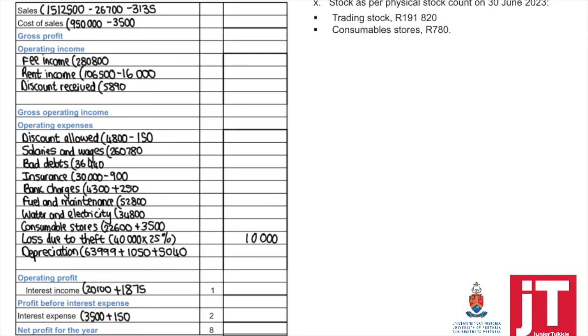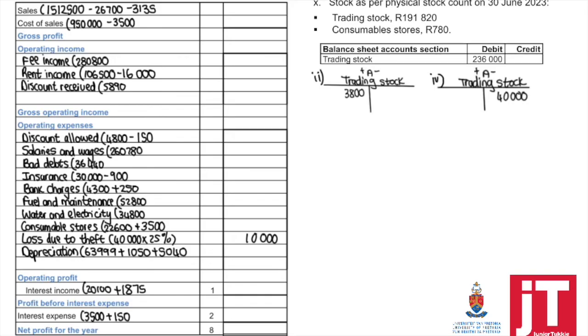The last adjustment, adjustment number 10, stock as per physical stock count on 30 June 2023. That is the end of the accounting period. Be very careful, and I've mentioned this earlier. You cannot compare the trading stock which we physically counted with that from the pre-adjustment trial balance. That is a common mistake. You have to look at all the adjustments and what is the new balance of my trading stock.